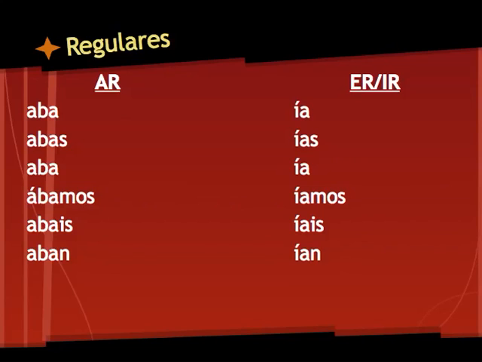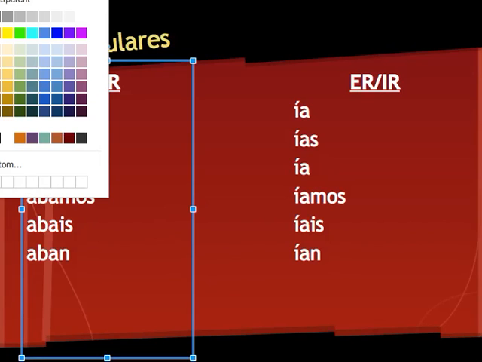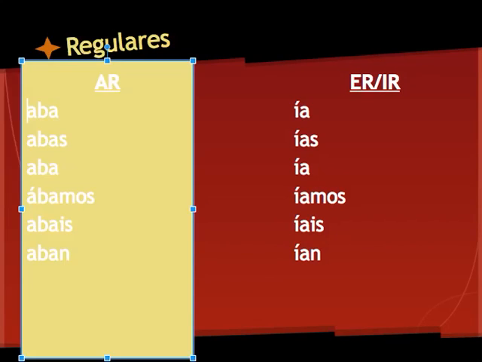The good thing about the imperfect is that it doesn't have as many irregulars as the preterite, so it's pretty easy to master. These are the regular endings. So for AR verbs, we have aba, abas, aba, abamos, abais, aban. Okay? So here is an example. If I want, let's say, the verb hablar, it's always one that we use.